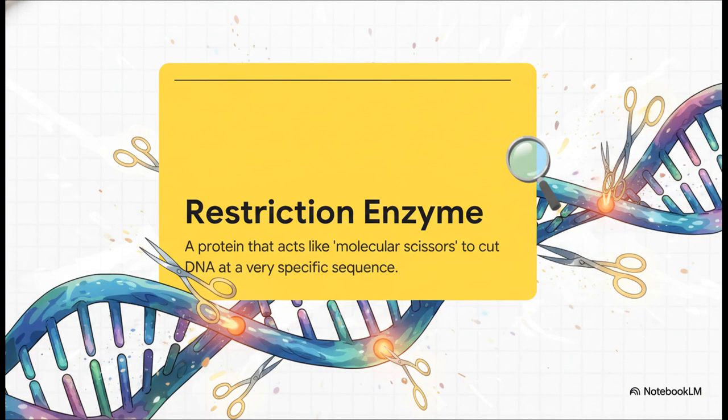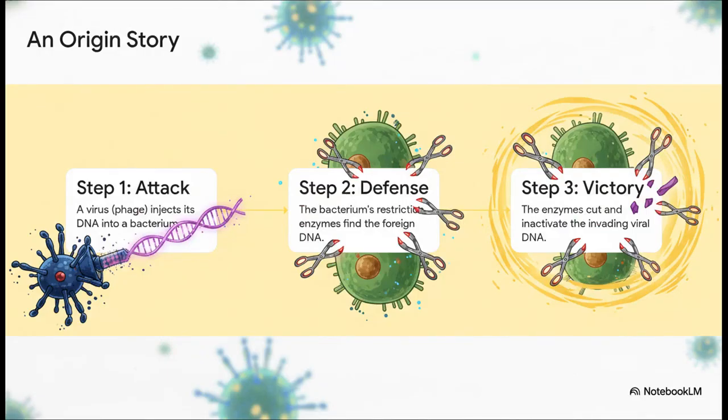So let me introduce you to the first and maybe most important tool in our kit, the restriction enzyme. Honestly, the best way to picture this is as a pair of tiny, programmable scissors. But instead of cutting paper, they cut DNA. And here's the cool part. They don't just cut randomly. They're incredibly specific.